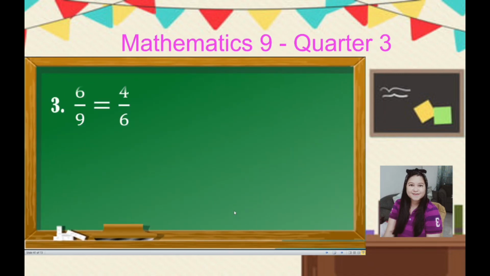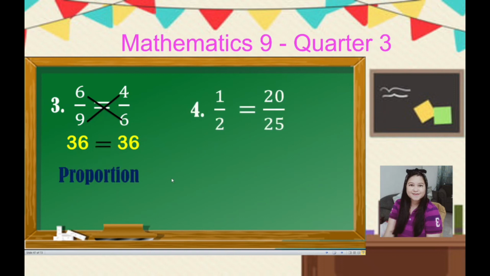Example number 3. Paano kapag nakasulat siya in fraction form? 6/9 is equal to 4/6. So to be able to check the product of the means and the extremes, kuhanin lang natin yung cross product. So these are the means. So 9 times 4, so that is equal to 36. And then 6 times 6, that is equal to 36. So makikita nyo po, equal po yung ating product ng means and extremes. So therefore, this is a proportion.